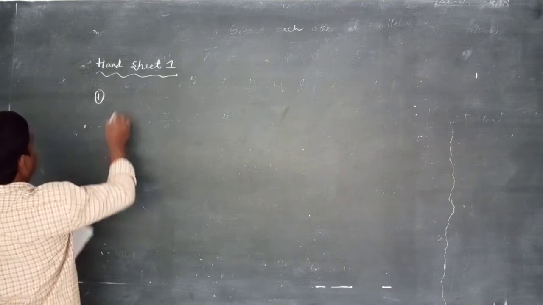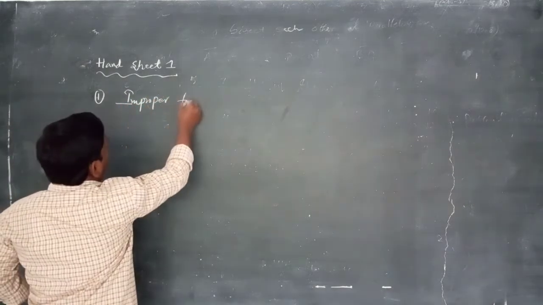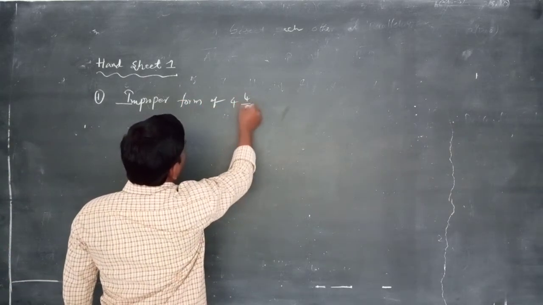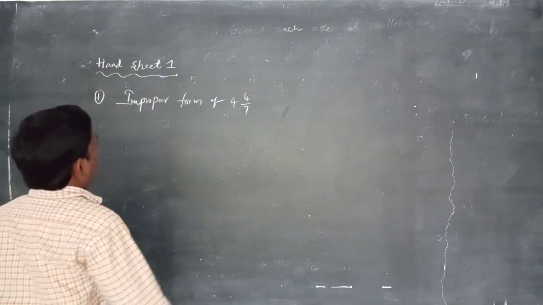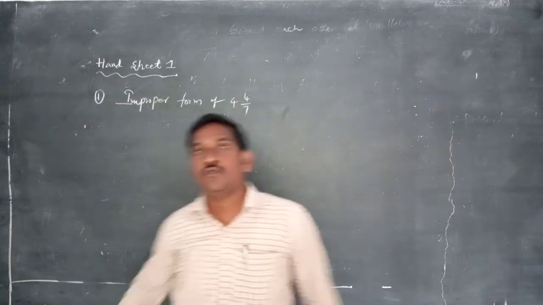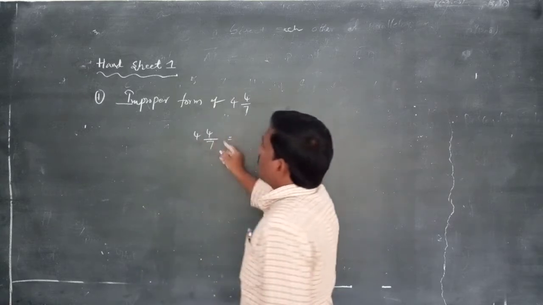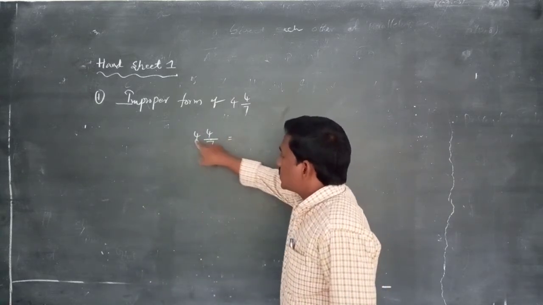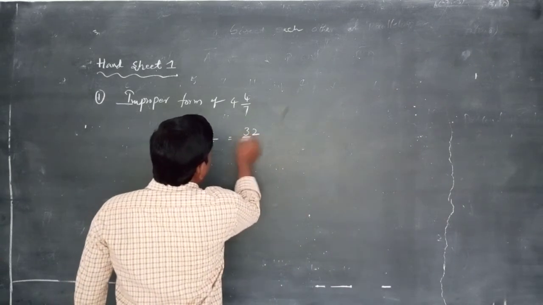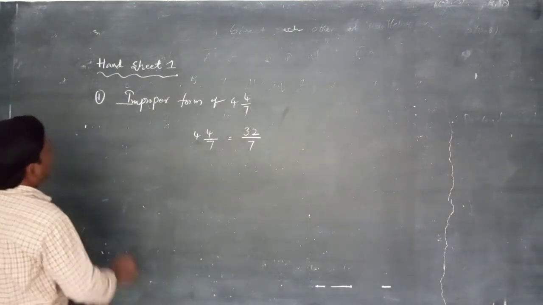Improper form of 4 by 7. Now 4 by 7 is a mixed fraction. We have to change it into the improper fraction. Now 4 sevens are 28. 28 plus 4 is 32. 32 by 7 is the improper fraction.